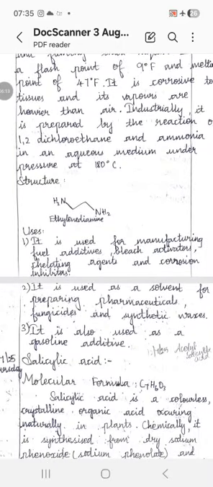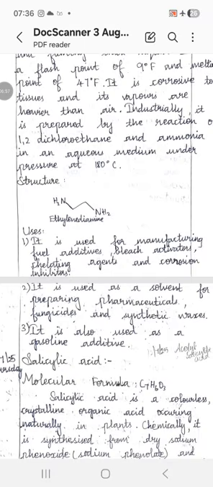Then uses of ethylene diamine. It is used for manufacturing fuel additives, bleach activators, chelating agents, and corrosion inhibitors. Second, it is used as a solvent for preparing pharmaceuticals, fungicides, and synthetic waxes. Then it is used as a gasoline additive.